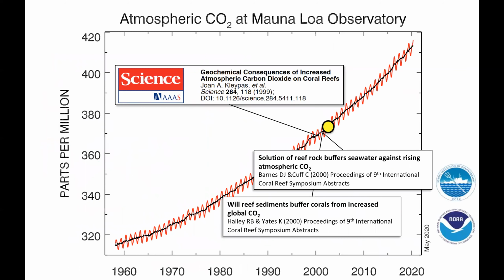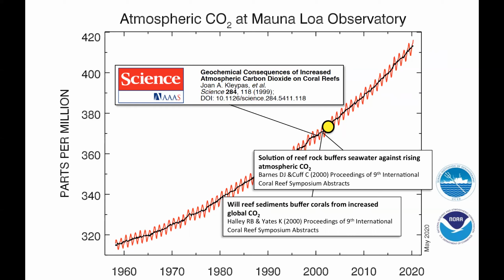However, just a year after the Kleypas paper, there were a couple of abstracts submitted to the International Coral Reef Symposium that suggested that solution of reef rock buffers seawater against rising atmospheric CO2, or will reef sediments buffer corals from increased global CO2? So the idea with these papers was that as the saturation state decreased, metastable carbonate minerals, preferentially the magnesium calcites, would rapidly dissolve and buffer the seawater and thereby prevent any negative effects on marine calcifiers. This hypothesis was often referred to as the magnesium salivation theory.